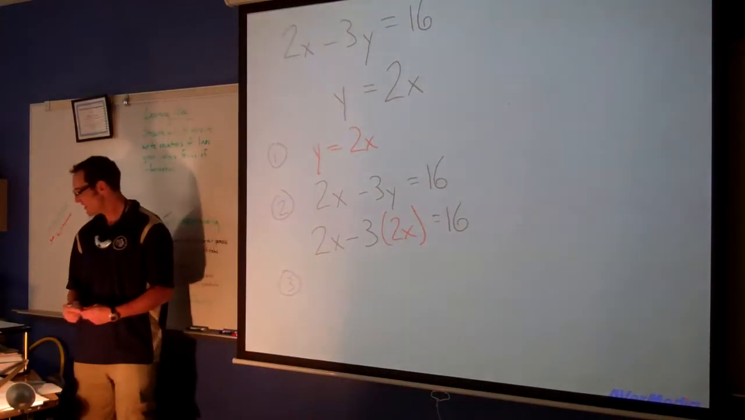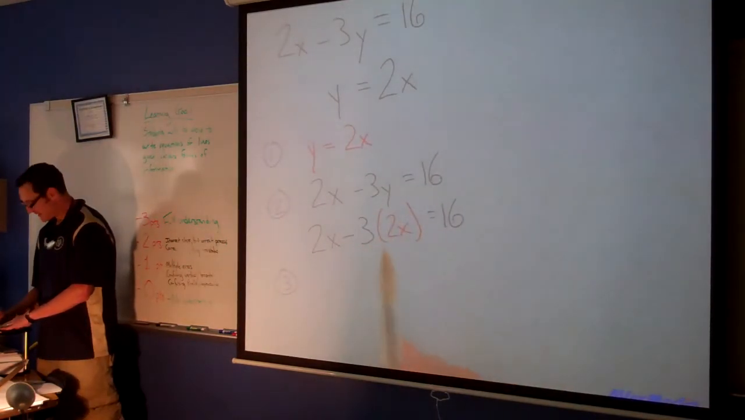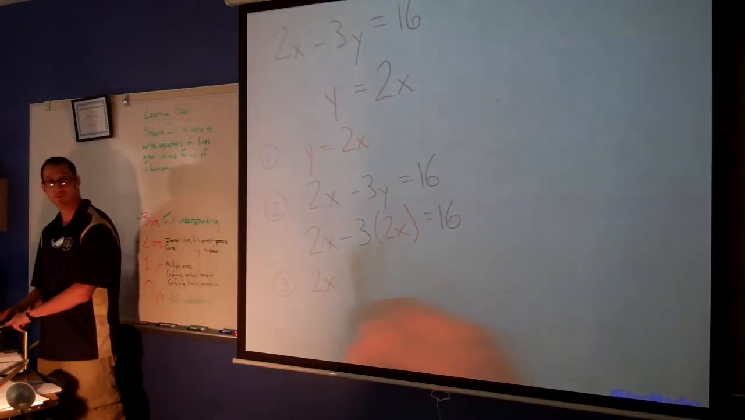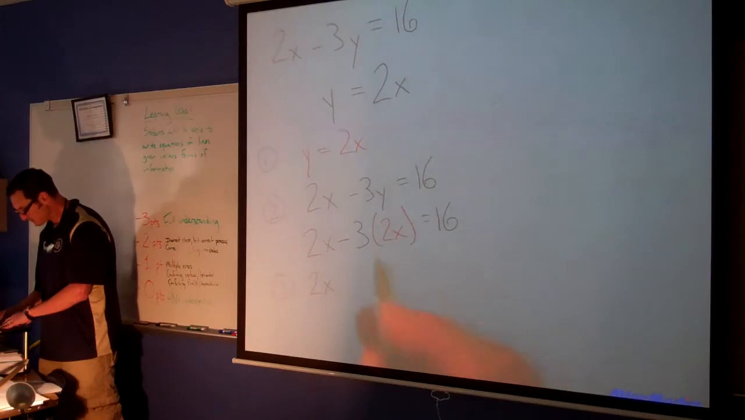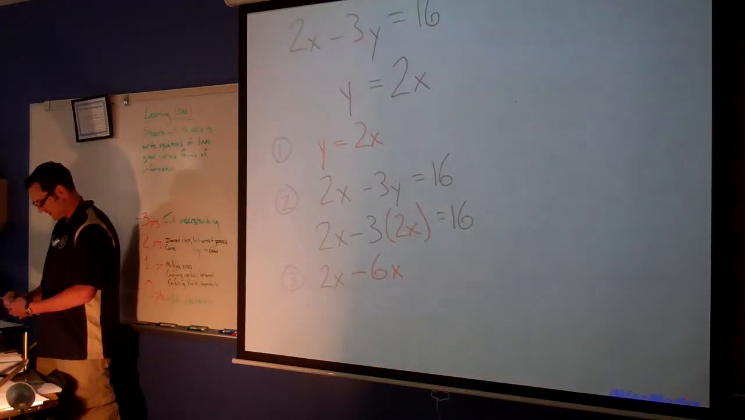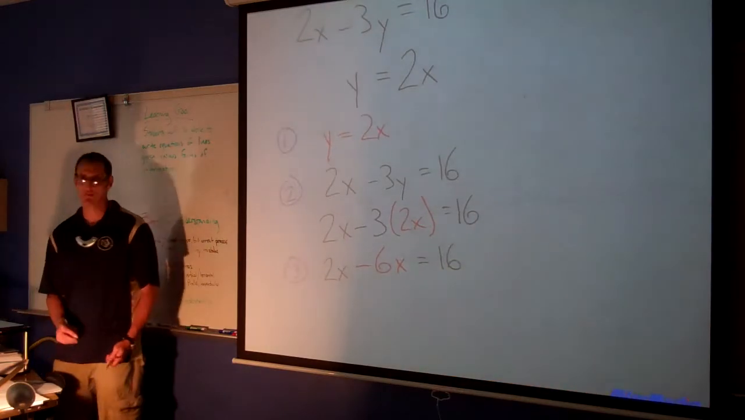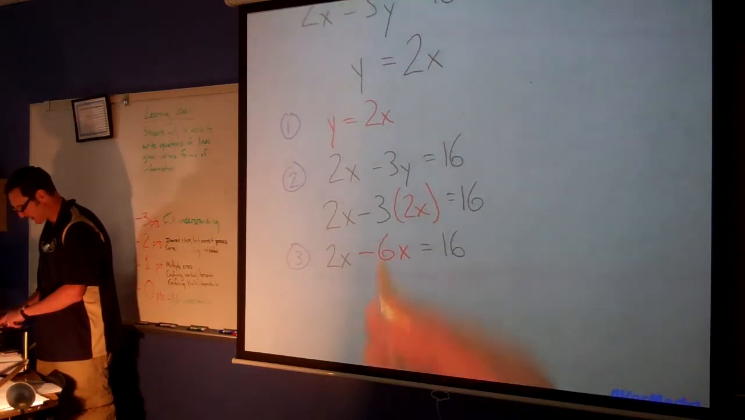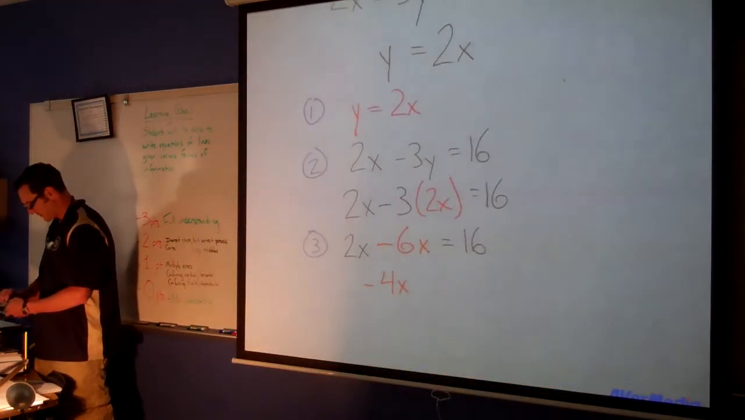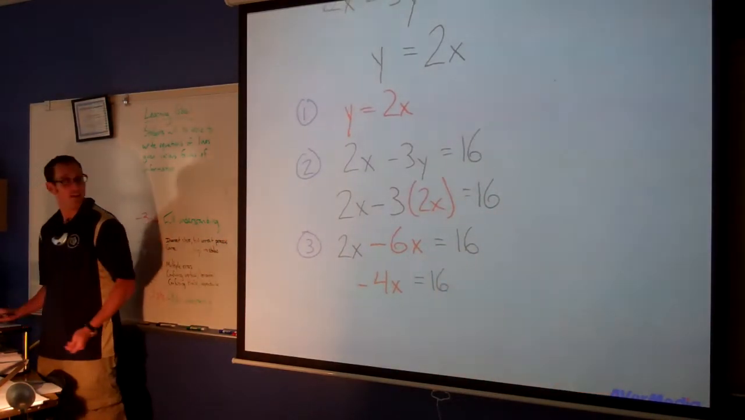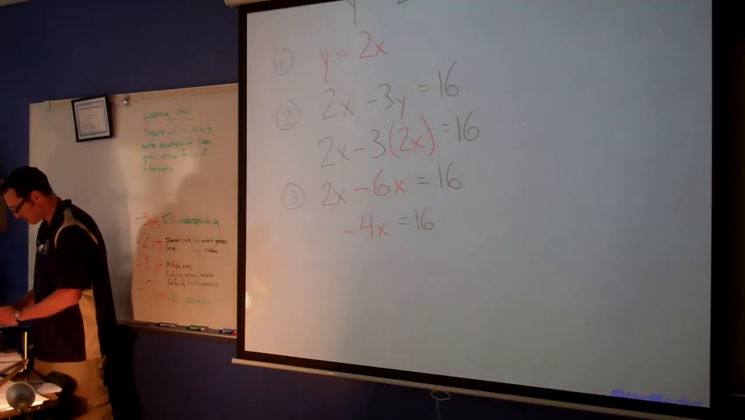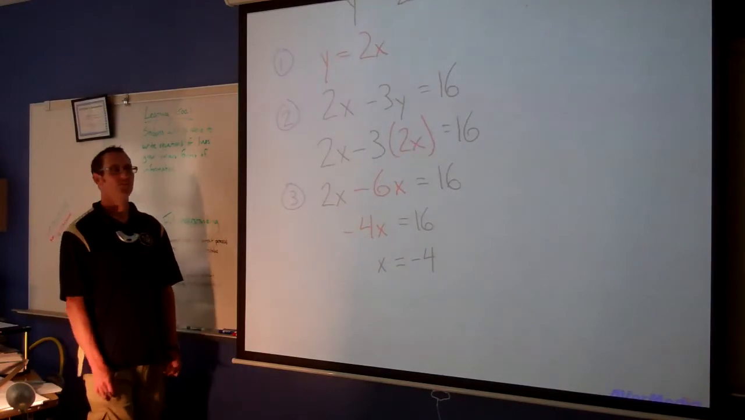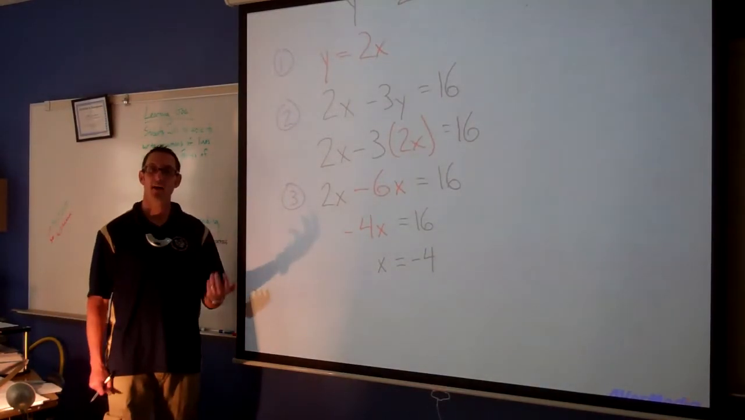This is all messy. We have to multiply negative 3 times 2x. So 2x remains the same. However, minus 3 times 2x is minus 6x. And then the equals 16 is the same. And now we're ready to simplify that even further. 2x minus 6x is negative 4x. So we have negative 4x equals 16. And now we continue to solve for x. We would divide both sides by -4. So x equals -4.